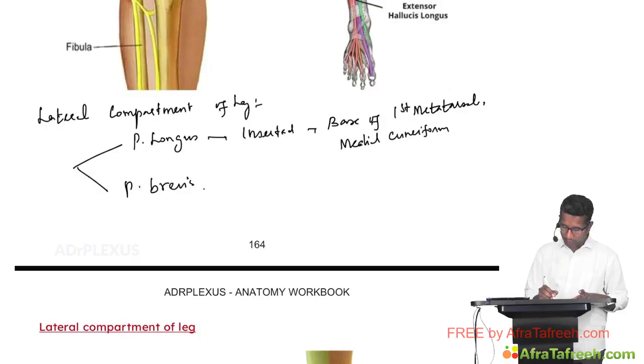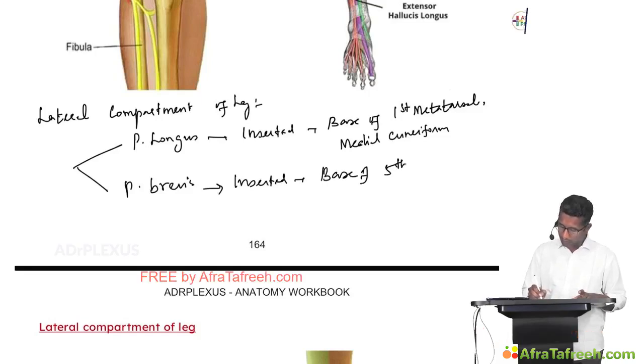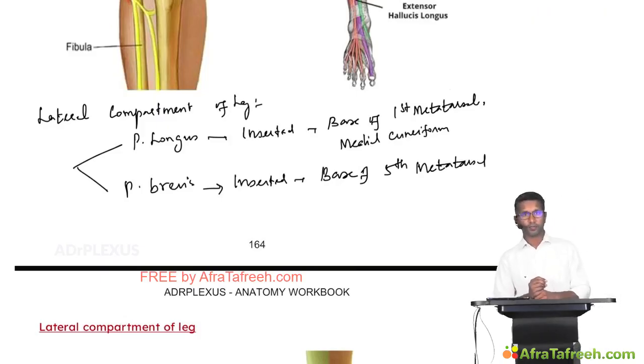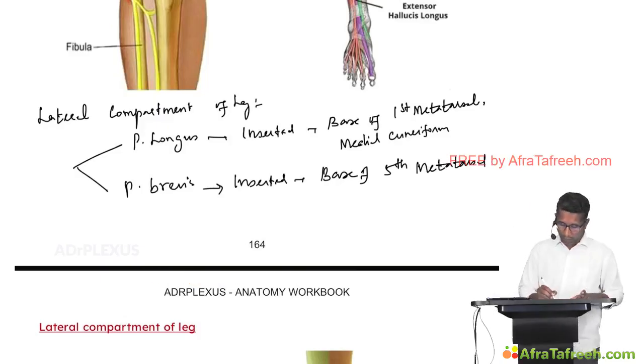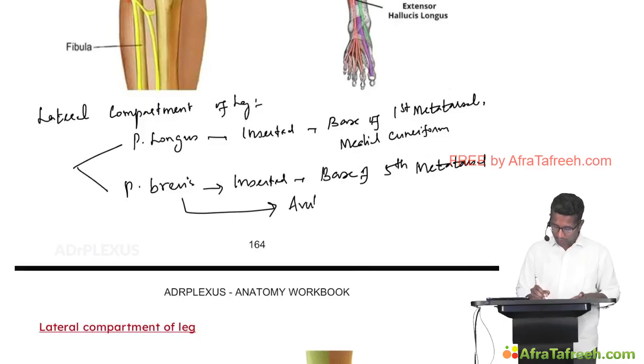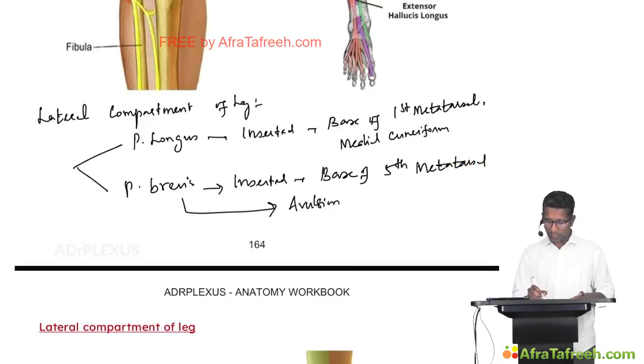And peroneus brevis muscle gets inserted into the base of the fifth metatarsal bone. Avulsion of the base of fifth metatarsal by the peroneus brevis. So avulsion of the peroneus brevis causes fracture of the base of the fifth metatarsal.